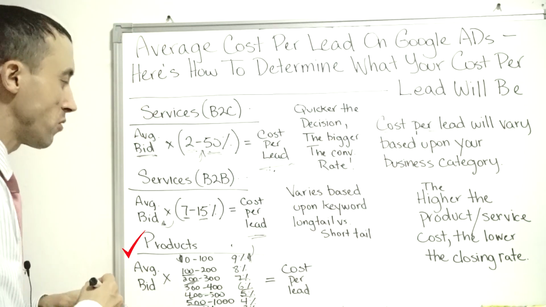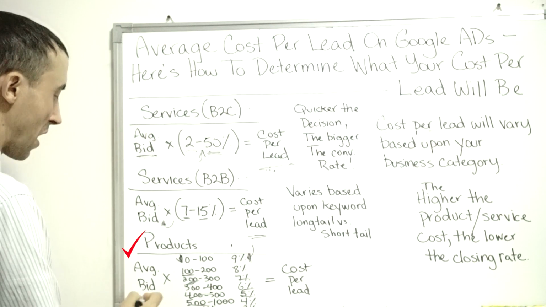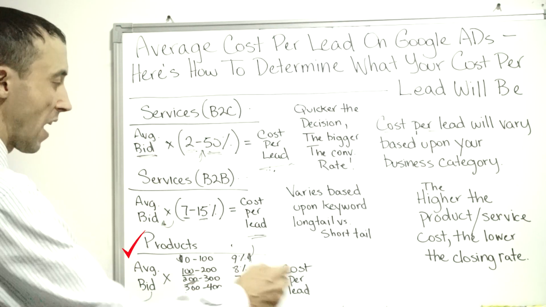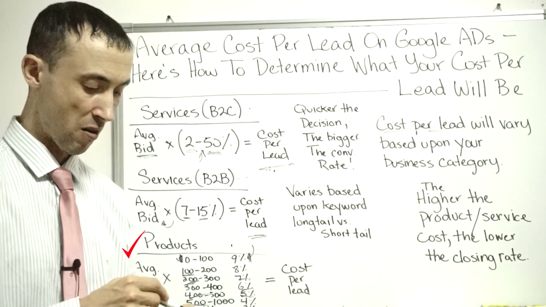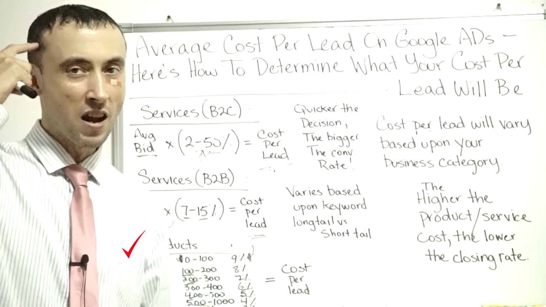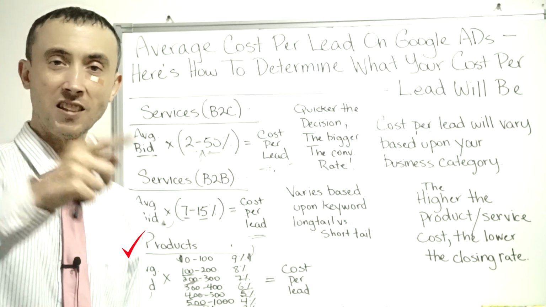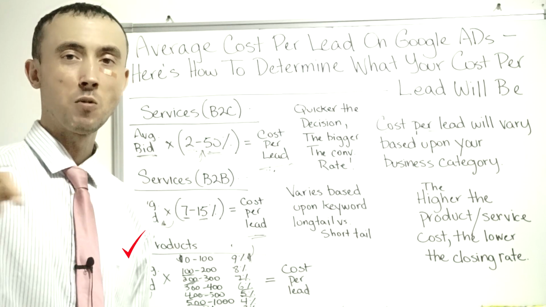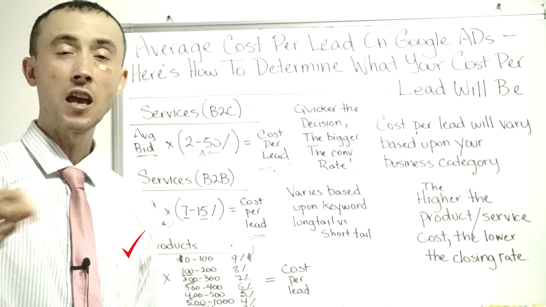So that anyway gives you a general idea. If you take your average bid, like I mentioned before, and multiply it by your conversion rate, now you'll know what your cost per lead is going to be. And if you're selling products and you were wondering what your cost per lead is, you're already very smart and ahead of the game, because that is what you need to be thinking about to make money with Google Ads. How can I get them to call? Because if I can get them to call, I can get them to buy.